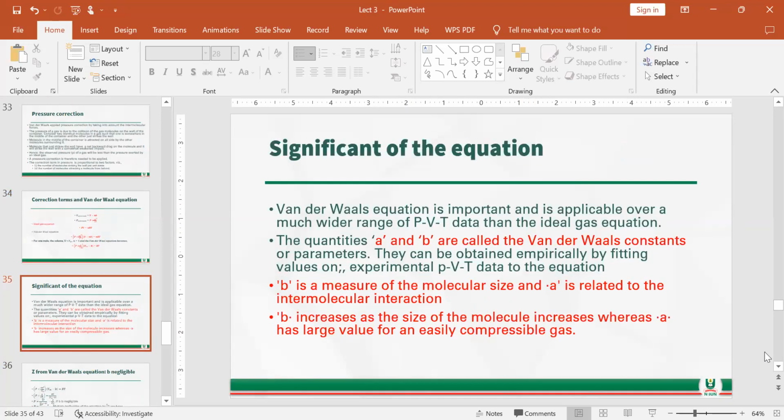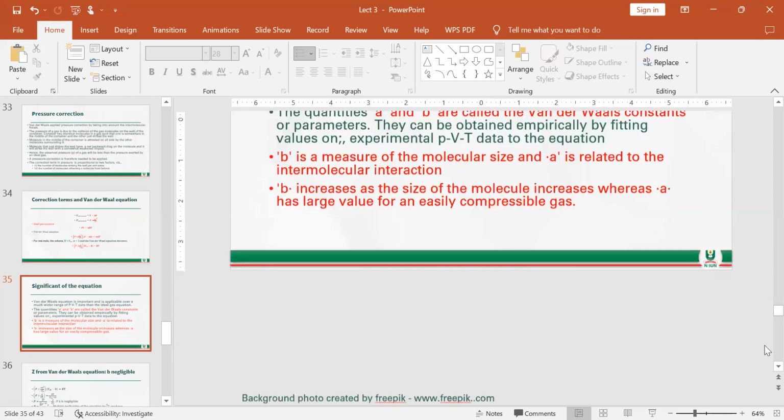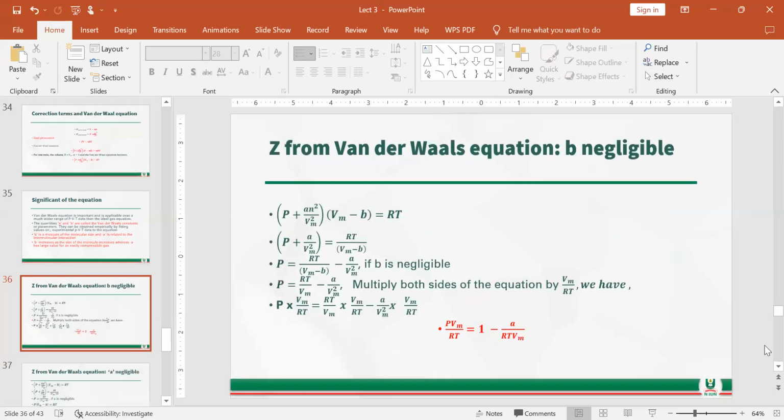The significance of the van der Waals equation: it is a very important equation, and it is applicable over a wide range of pressure, volume, and temperature data. The quantities a and b are called the van der Waals constants. b is a measure of the molecular size, and a is related to intermolecular interaction. b is concerned with volume, and a is due to pressure. b increases as the size of the molecule increases, whereas a has a large value for an easily compressible gas. So take note of that: a large value of the van der Waals constant a means the gas can easily be compressed.